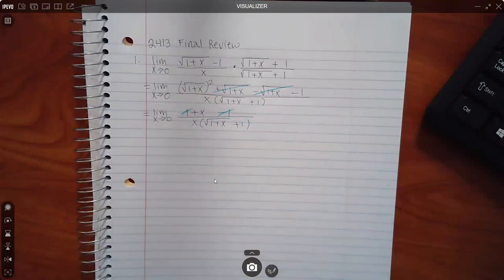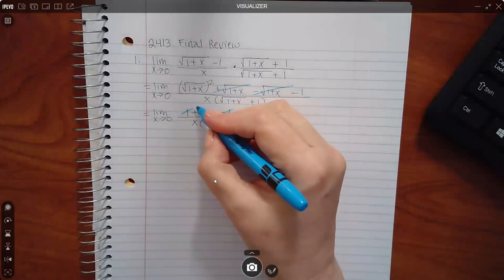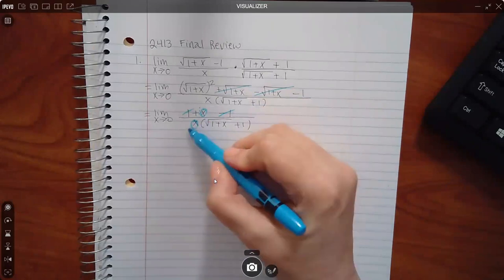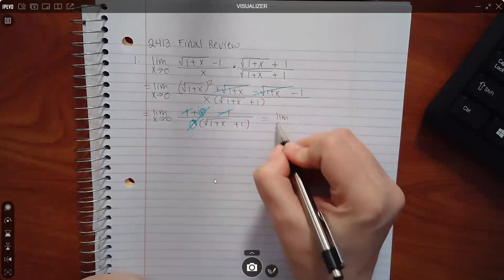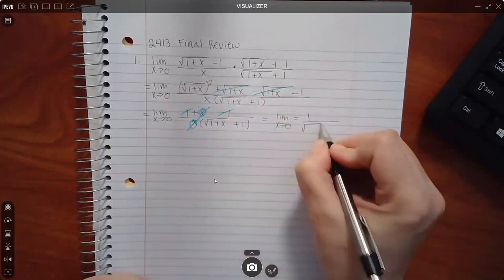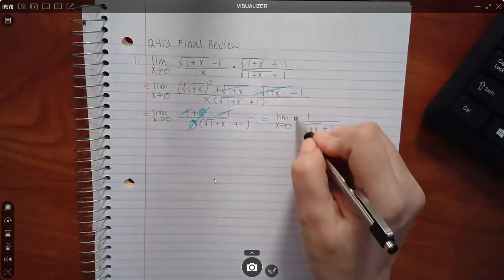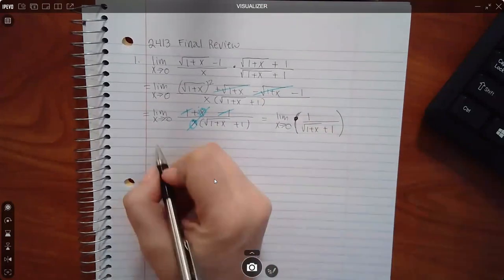Now that all I have on the top is X, can't the X in the top and the X at the bottom cancel now? Right? Because this guy's all by himself now. Now remember, there is a one in front of it, right? So this guy and this guy cancel. But you still have one on the top, and then the square root of one plus X plus one. I don't know why I put an equal sign there. Should probably be just a big giant parenthesis.